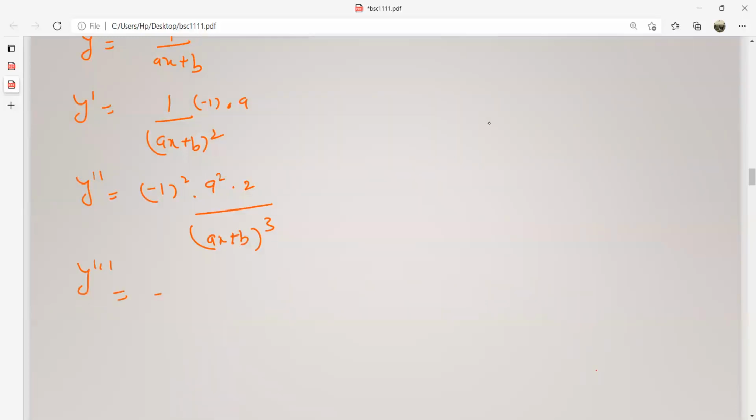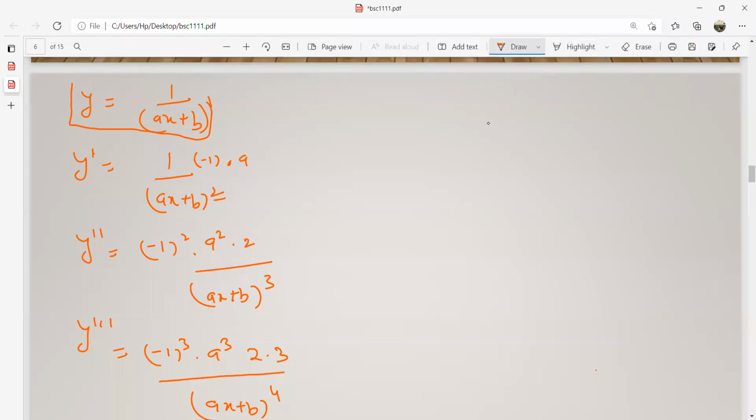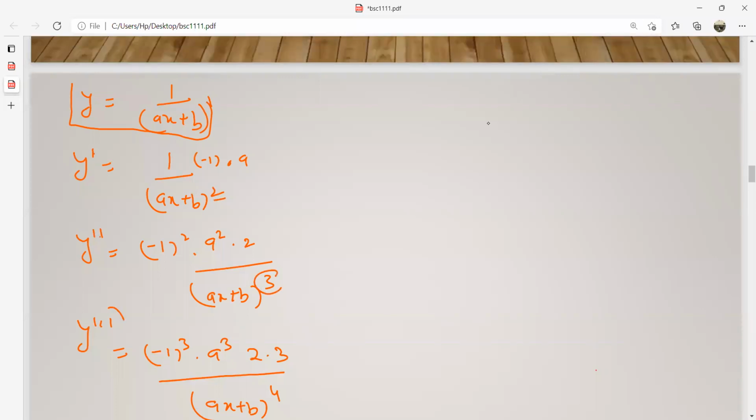So here you have to find minus 1 to the power 3, a cube, and 2 3 2 3, and derivative of this (ax plus b) to the power 4. So here what we find, if suppose this is your simple y, so here the power of this is 1. But if we differentiate one time, here the power is 2, again here the power is 3. Here the order of the derivative is third, but the power of this expression is 4 here.